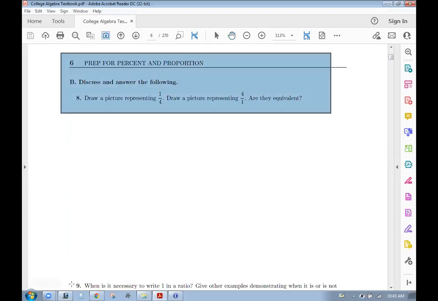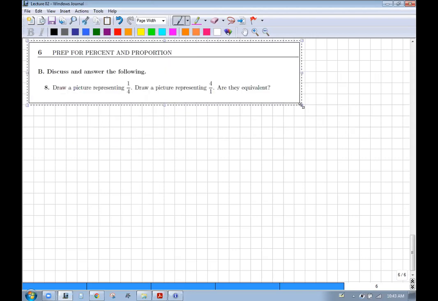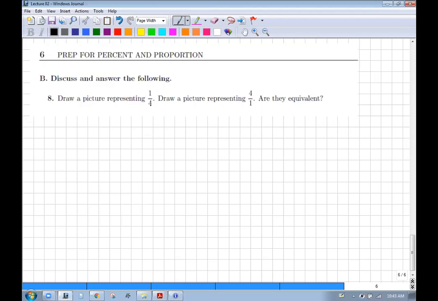Page 6. Discuss and answer the following. Draw a picture representing 1/4. There's 1 out of 4, right? Draw a picture representing 4/1.